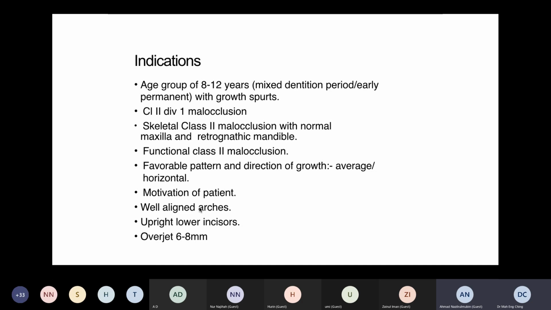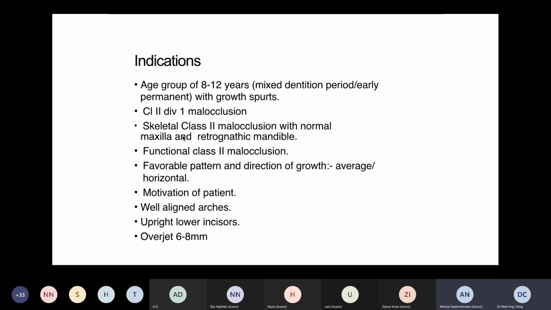This is specially designed for class 2 division 1 malocclusion, which means increased overjet, sometimes with an anterior open bite or sometimes with a deep overbite. Then skeletal class 2 malocclusion with a normal maxilla and retrognathic mandible. So mainly we want to move the mandible forward.